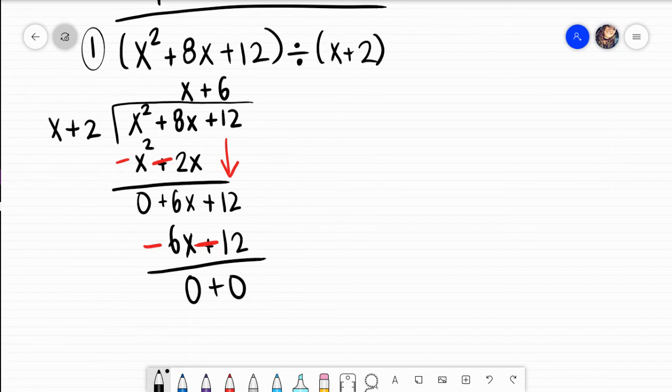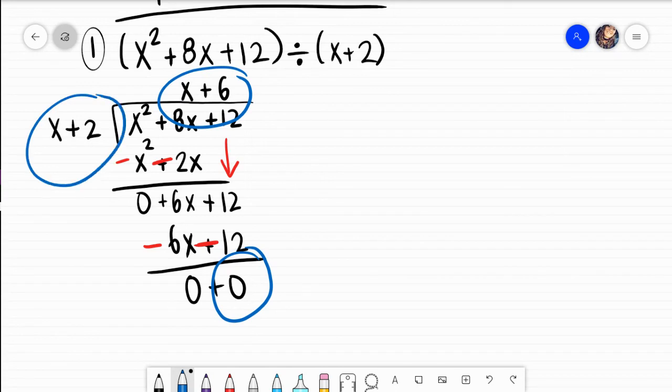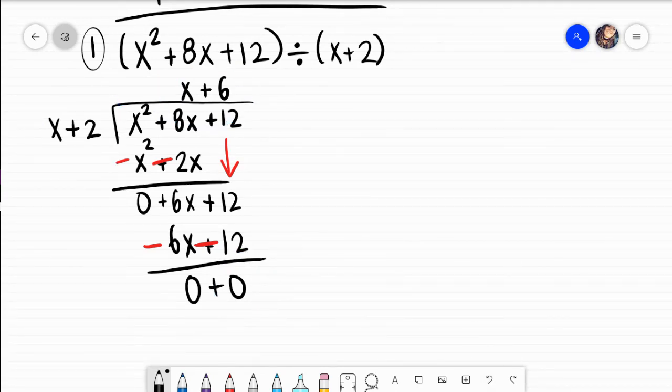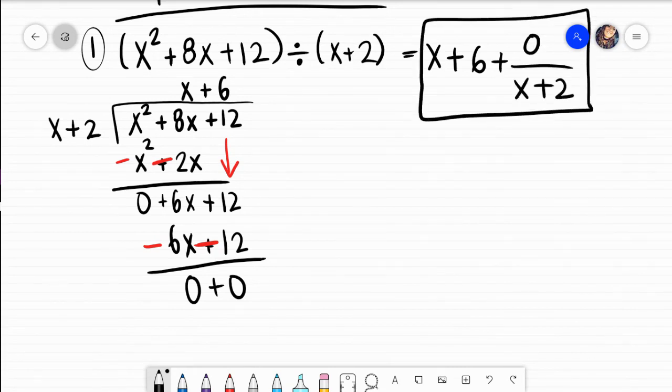So the way you would write your problem is you do your quotient first, and then you add to it your remainder over your divisor. Okay? So quotient first would be x plus 6 plus remainder over divisor. That is your final answer to dividing those polynomials.